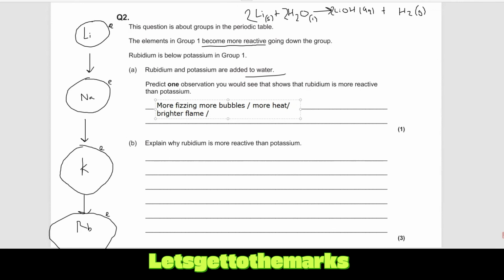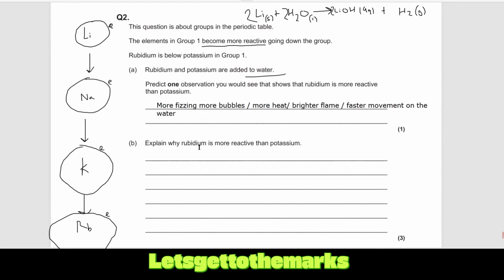They also, these metals are less dense than water, so they float on the water and they get kinetic energy and they zing about. So what I'm going to say is more faster movements on the water. So the metal tends to zing about like little random movements over the surface of the water, like an ice skater on a pond, and it moves faster as you go down the group.